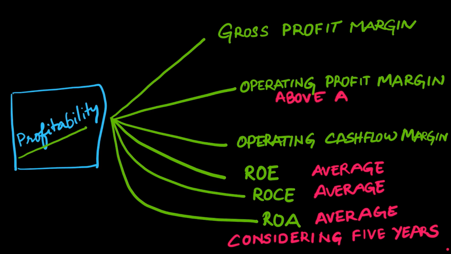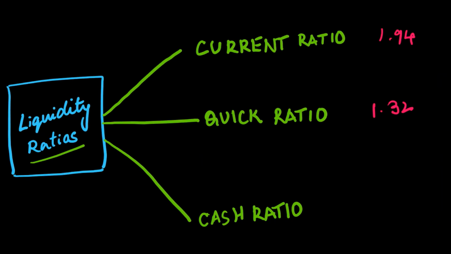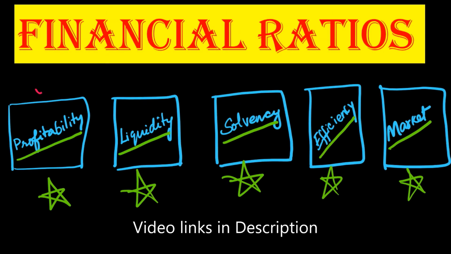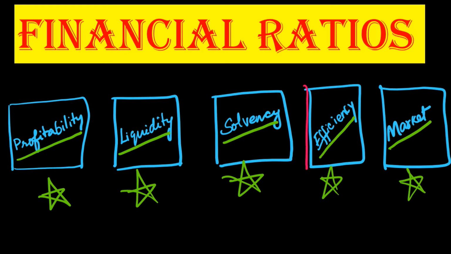In our previous videos, we learned a great deal about profitability ratios, liquidity, and solvency ratios. I hope you can make use of at least some, if not all, of these numbers to read between the lines and do your best to pick a stock. Today, let's talk efficiency ratios and market ratios.